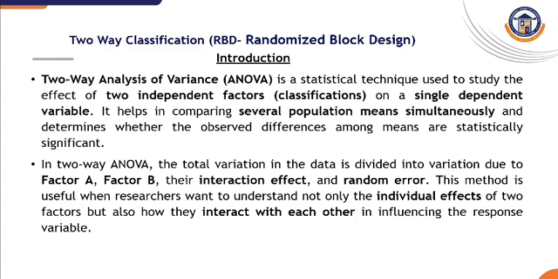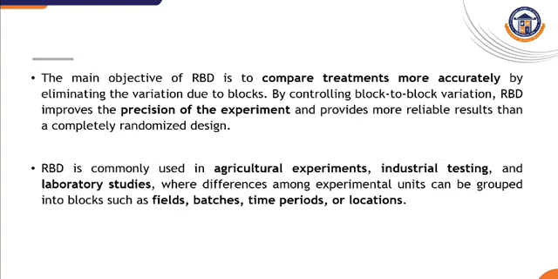This method is useful when researchers want to understand not only the individual effects of two factors but also how they interact with each other in influencing the response variable. The main objective of the randomized block design is to compare the treatments more accurately by eliminating the variation due to blocks. By controlling block to block variation, the randomized block design improves the precision of the experiment and provides more reliable results than a completely randomized design model.